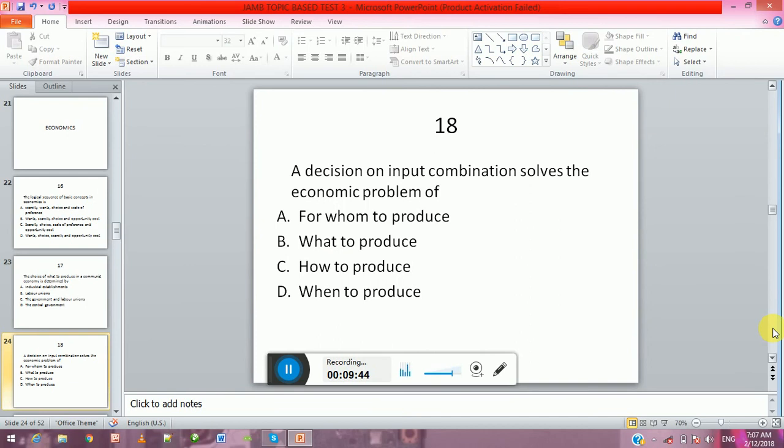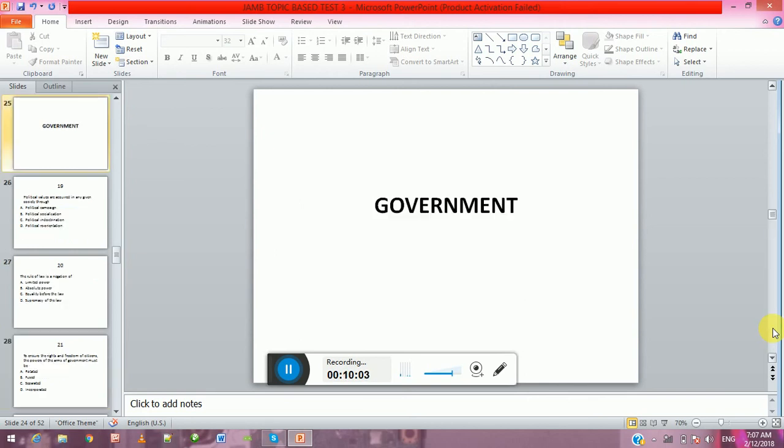A decision on input combination solves the economic problem of A. For whom to produce, B. What to produce, C. How to produce, D. When to produce.